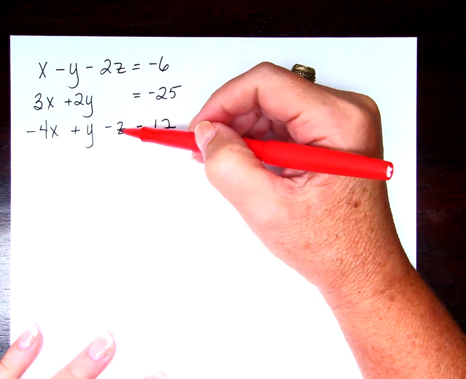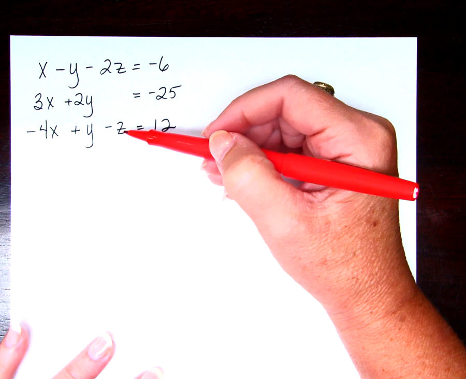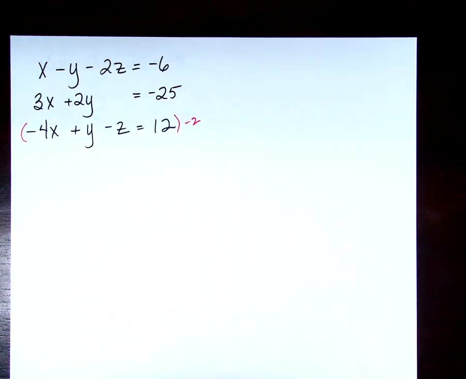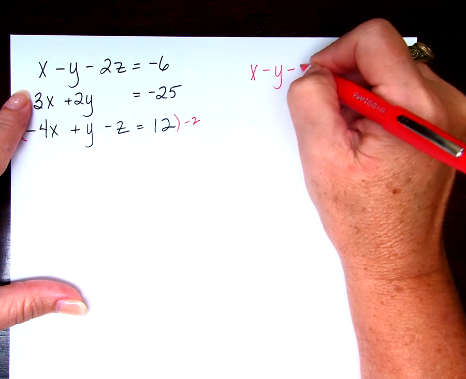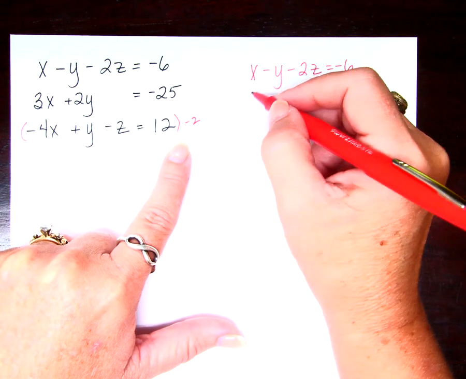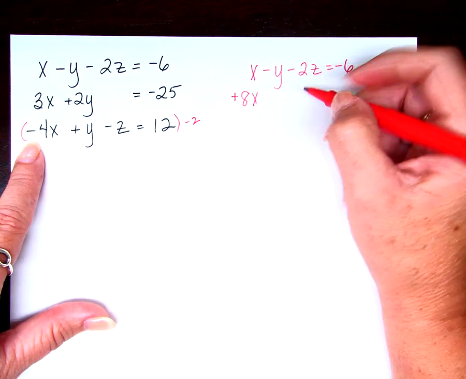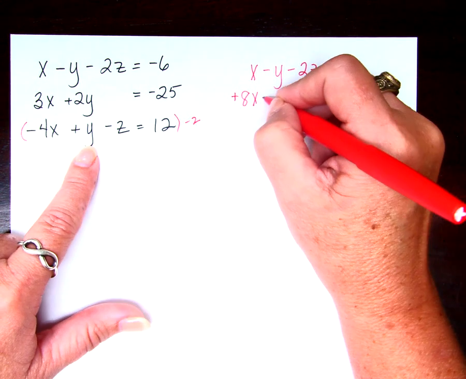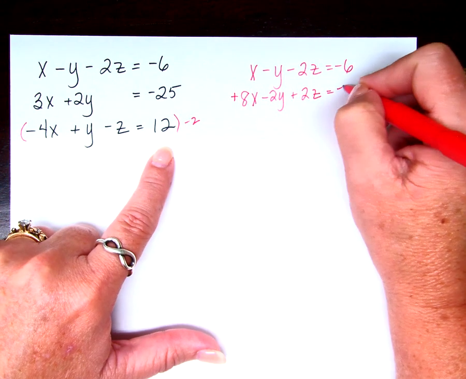So what number do you think I should try to get these? 2, right? Well, this one's a -2 and this is a -1. So we have to multiply the bottom one by -2. That's absolutely right. Okay? So I'm going to rewrite the top one so that it's right here. And then I'm going to multiply the bottom one by -2 and write it right underneath. Are you okay with that? So positive 8x, right? Because it's a -4 and a -2. And then minus 2y, and then plus 2z, and then -24.